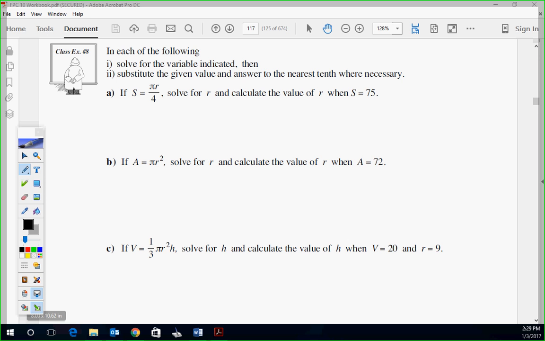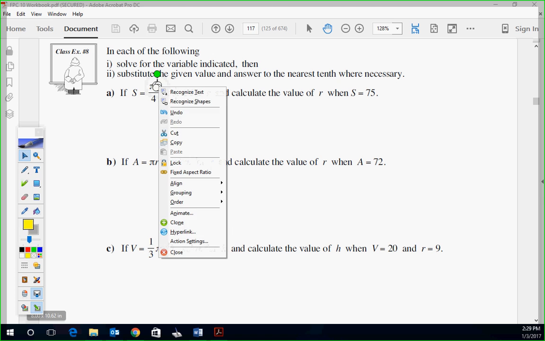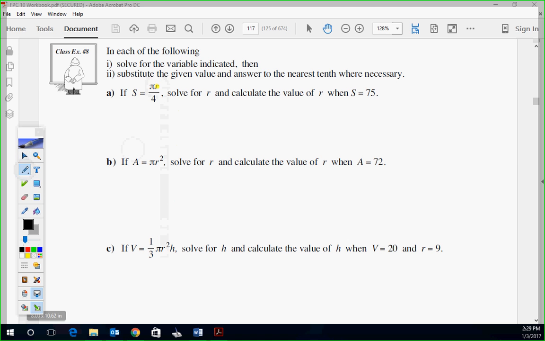So we're solving for r here. Okay, so we want this by itself here. So we need to figure out, well, how do I get the r alone? Okay, well, how do we get rid of a divide by 4? Yeah, so we multiply by 4. That's the first step. So 4s now equals pi r. Simply divide by pi now. r equals 4s over pi.